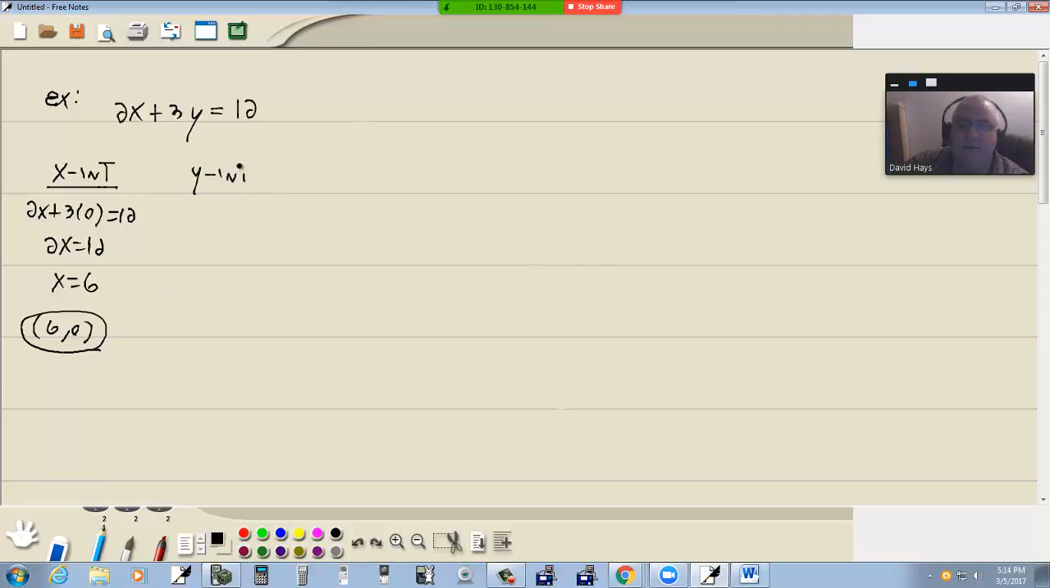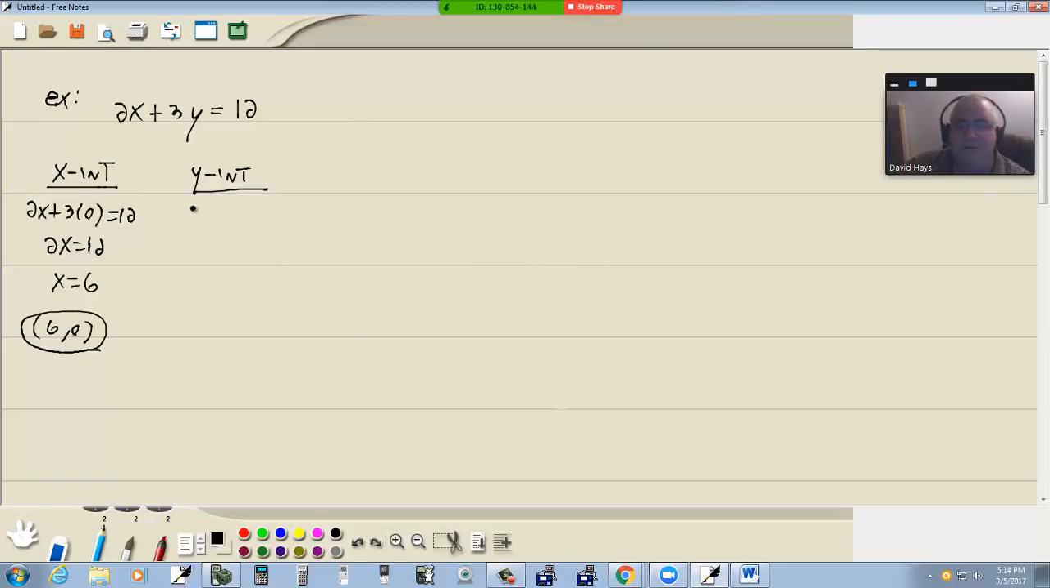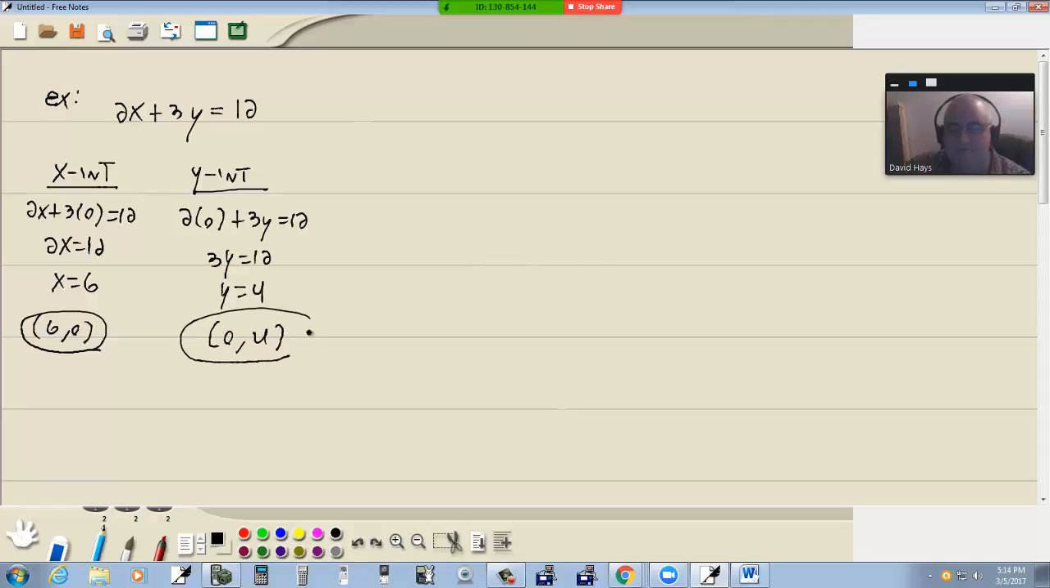Now our y-intercept. Plug 0 in for x and then solve. Always plug 0 in for the other variable. So I'm going to have 2 times 0 plus 3y is equal to 12. 2 times 0 drops away. We got 3y is equal to 12. Divide both sides by 3 and we get y is equal to 4. So this would be (0, 4).